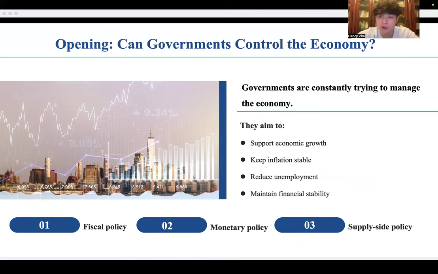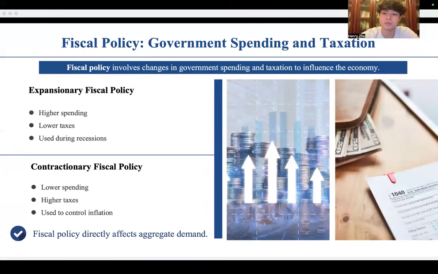Governments are constantly trying to manage the economy. Their main goals are to support economic growth, keep inflation under control, reduce unemployment, and maintain financial stability. To achieve these goals, economists usually talk about three main policy tools: fiscal policy, monetary policy, and supply side policy. Now let's look at each one.